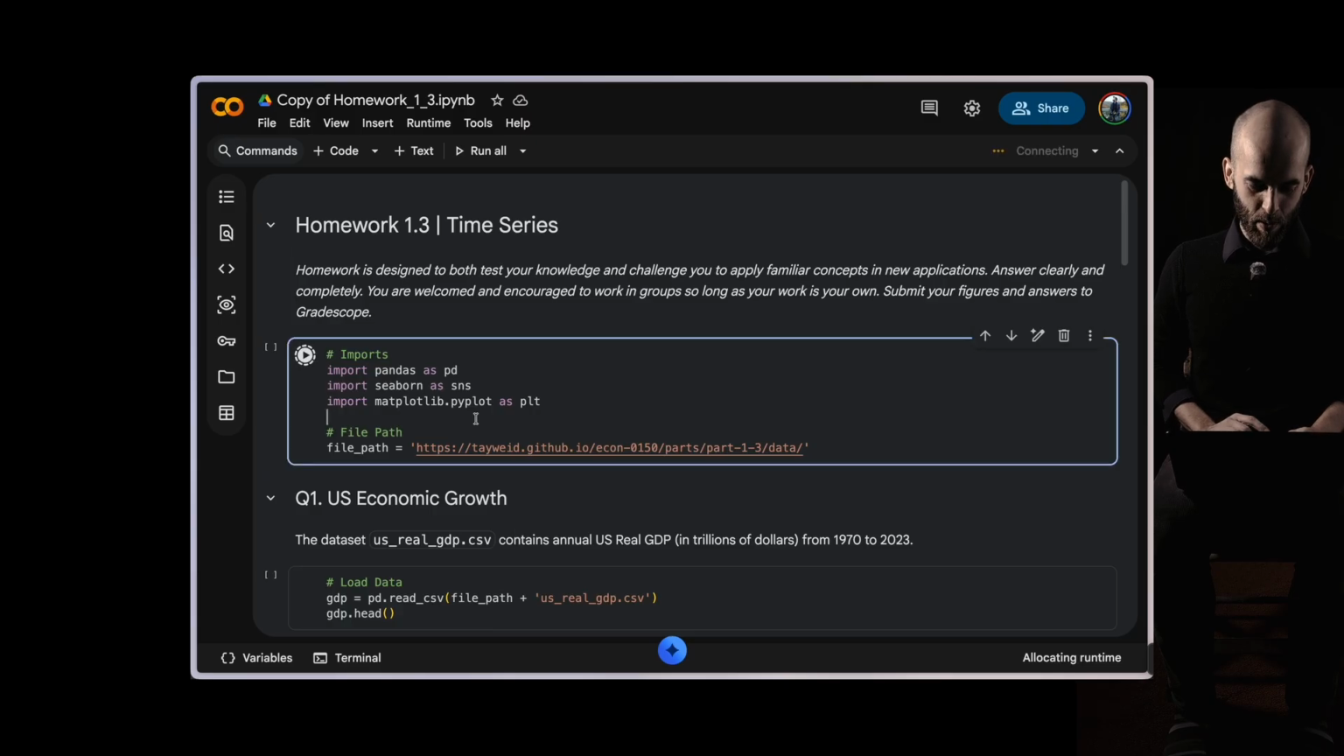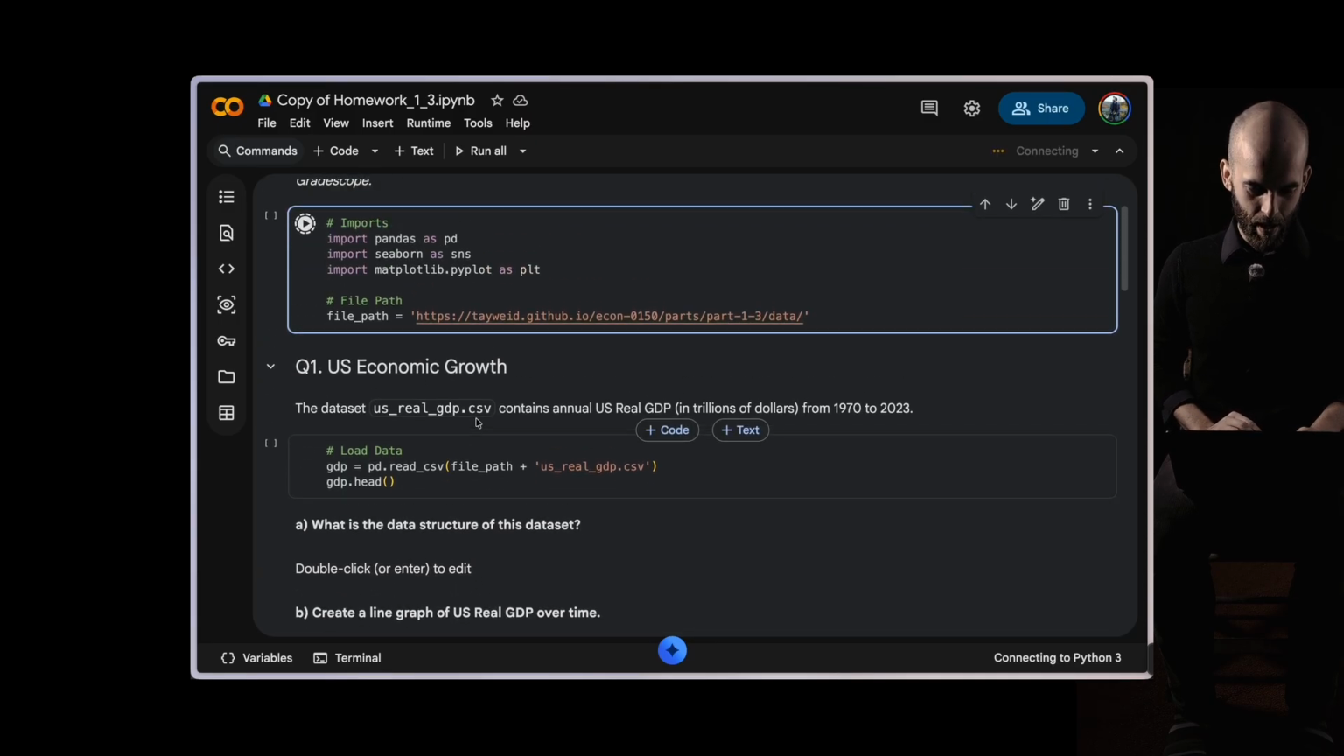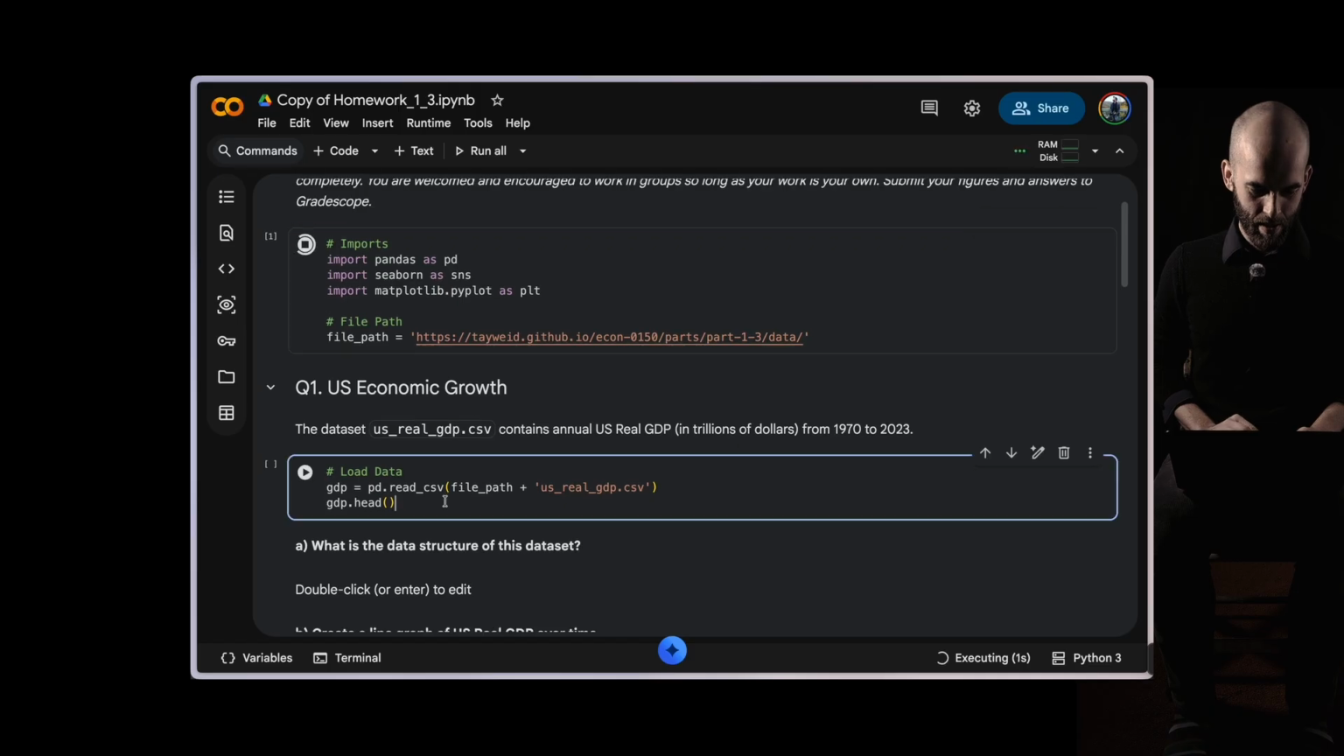and then I'm going to load all the imports and load the data.